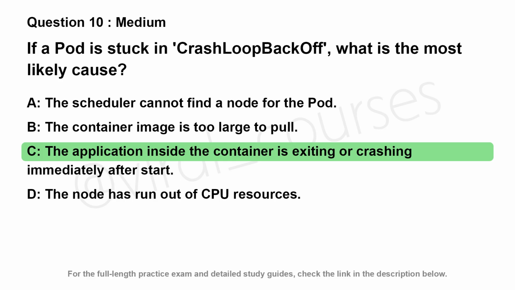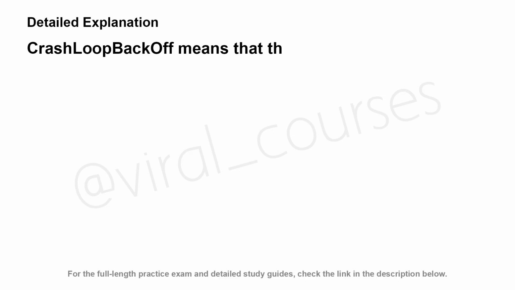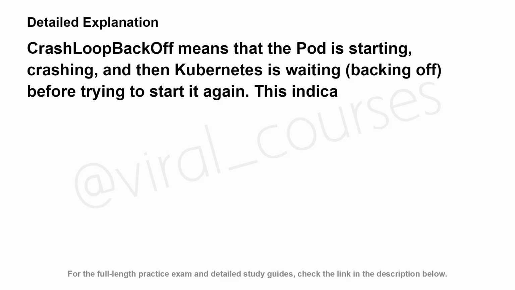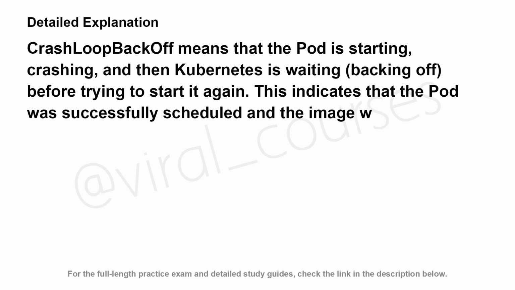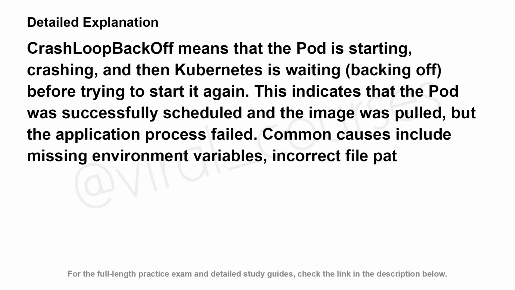The correct answer is C. CrashLoopBackOff means that the pod is starting, crashing, and then Kubernetes is waiting, backing off, before trying to start it again. This indicates that the pod was successfully scheduled and the image was pulled, but the application process failed. Common causes include missing environment variables, incorrect file paths, or application bugs.